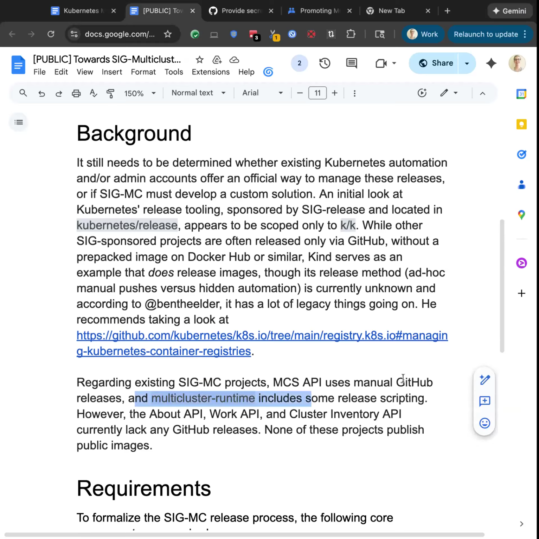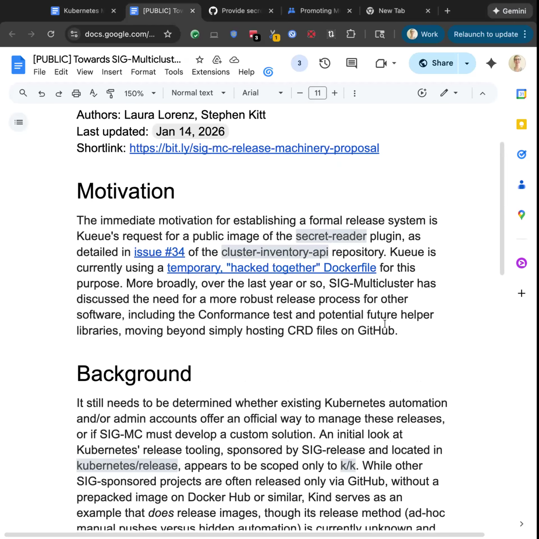I don't know if any multi-cluster runtime folks are here, but that has some more release scripting. MCS API is pretty manual, and those are our two current cases. So if we want to integrate together or have things be more unified across the SIG, just want to point out that those are the most mature release, and I would love to talk to the folks of multi-cluster runtime about what they need or don't need from something like this. So that's that. Any comments, concerns, or questions?